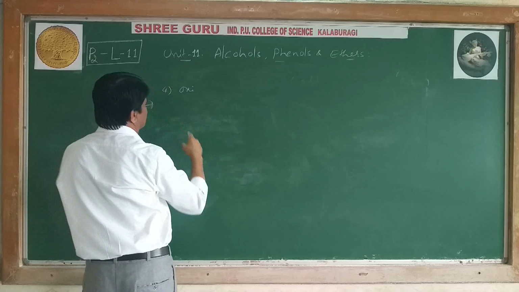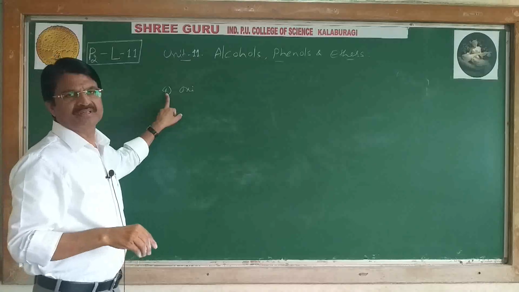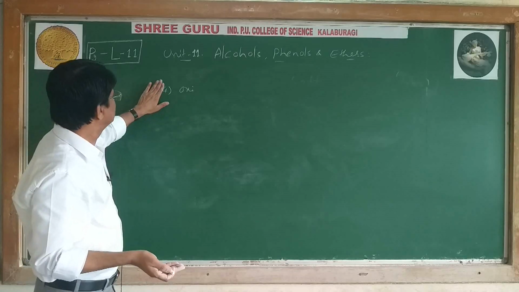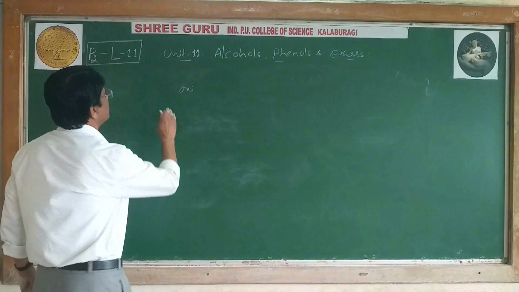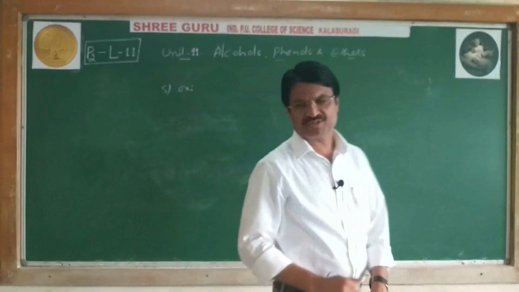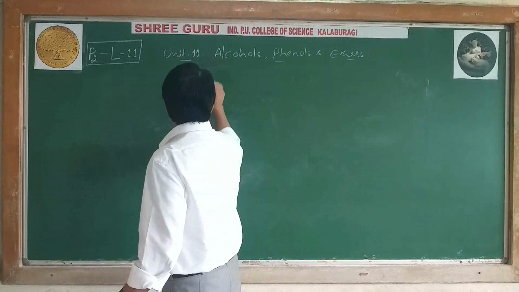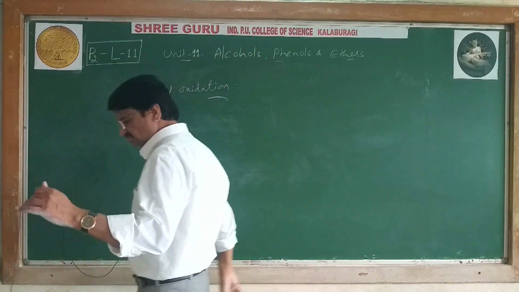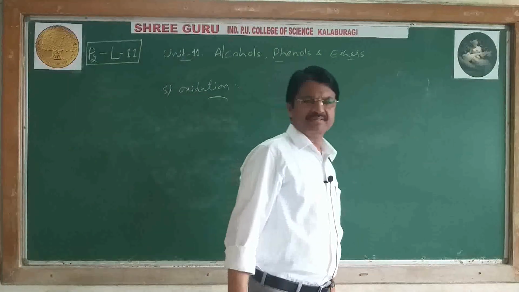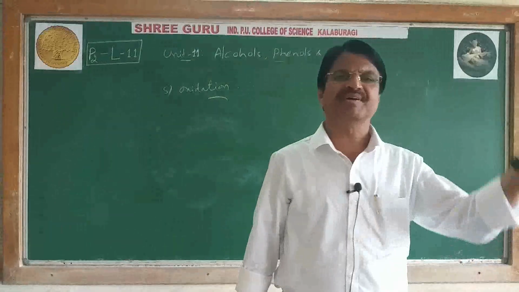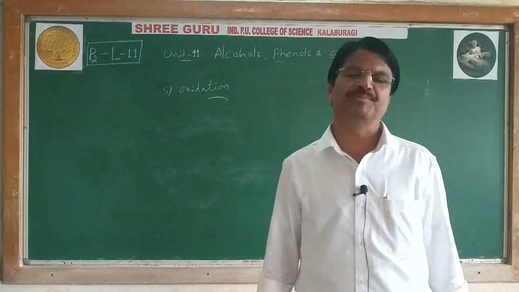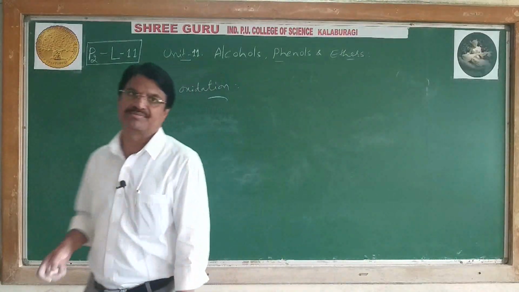First, acidic nature. Second, acetylation. Third, benzoylation. Fourth, reduction. And this is the fifth. Fifth reaction, oxidation. Yes, the process of addition of oxygen or the process of removal of hydrogen. If H is removed or oxygen added, then the process is said to be oxidation. But here we will take a phenol example.